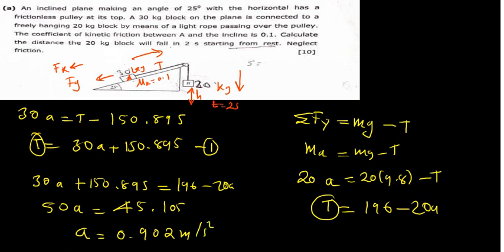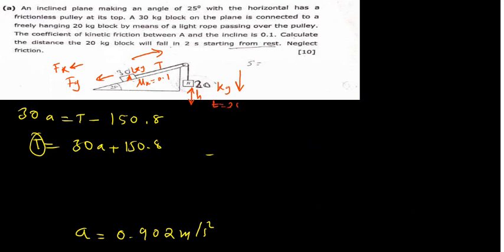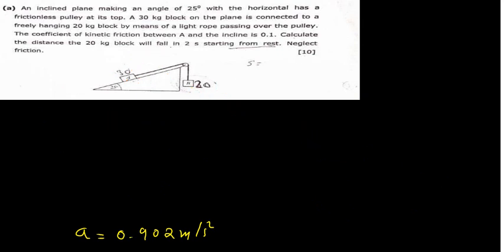What is the question asking us about? Calculate the distance the 20 kg block will fall in 2 seconds from rest. So what we want to calculate is the distance it will fall. We know that 2as is equal to v squared minus u squared. But we don't know the final velocity at which it will be when it falls in that time. So we are going to look for another equation.